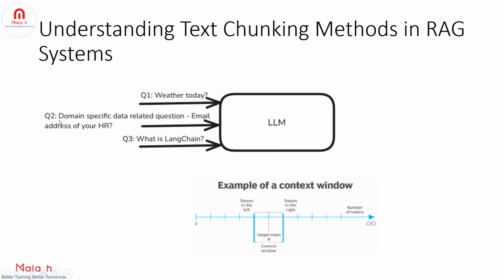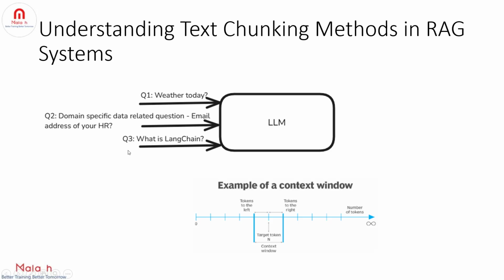And question number 2 is, let's say you ask any question related to your company-specific HR information, that is specific to your domain. Then it goes to the vector database, processes, and retrieves the answer for us. So this is the process of RAG. RAG is nothing but a search on your domain-specific data.